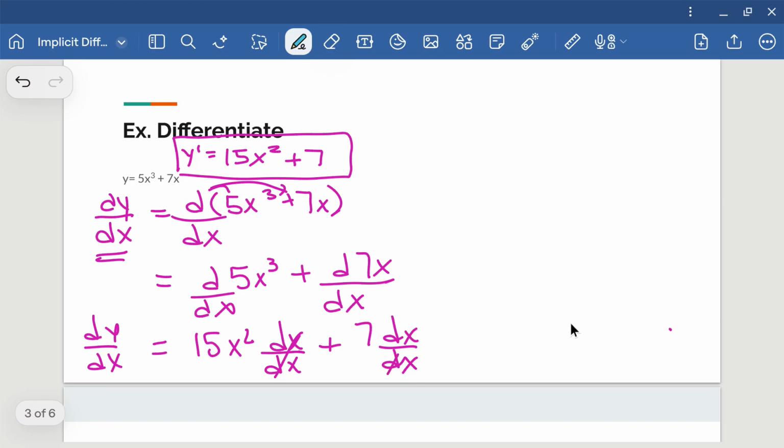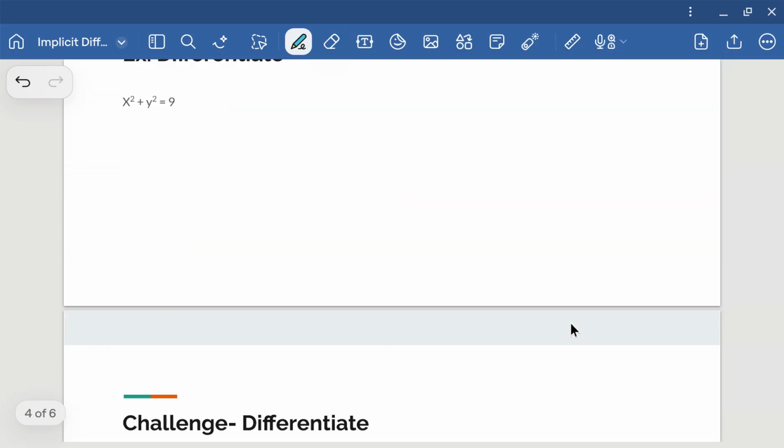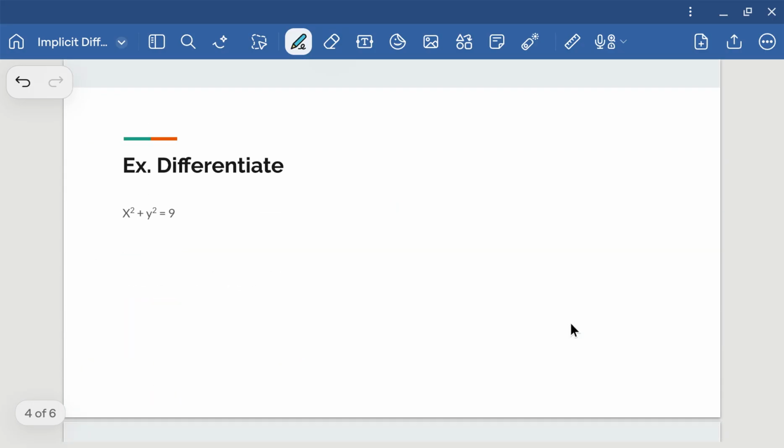Now, anything divided by itself is just 1, so then we can simplify this expression. Dy over dx is 15x squared plus 7. So as we can see, we're getting to the same place. It looks a little bit more messy, but we're doing the same thing. So we're starting with an easier example so we can see how we would do that notation when it gets a little bit more complicated.